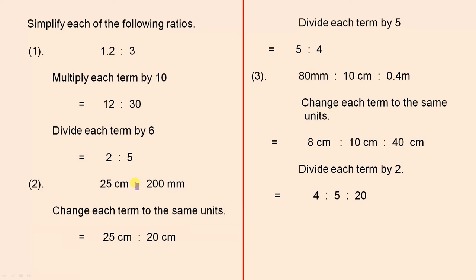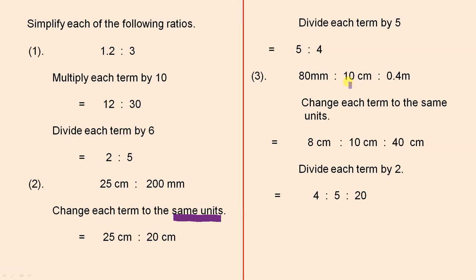25 centimetres is to 200 millimetres. We saw in an earlier video that for ratios we have to use the same units. So we change these to the same units, so we'll change them to centimetres. So that's 25 centimetres is to 20 centimetres. So 25 is to 20. Divide each term by 5. That gives us 5:4 as the answer.